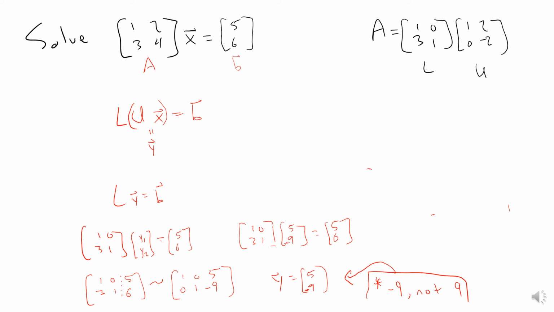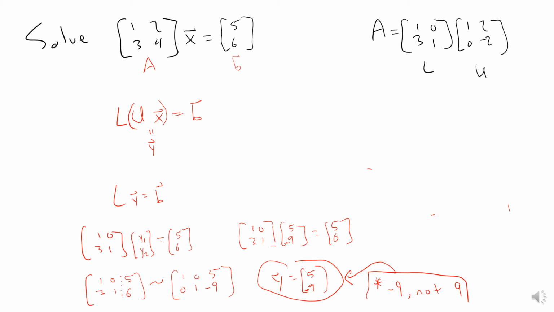Okay, so we've solved for y here, and we solved it fairly easily because, again, the advantage to solving this equation is that L, to begin with, was lower triangular, and when it's lower triangular, it's easier to work with than, say, a matrix that has entries on both the upper half and the lower half.